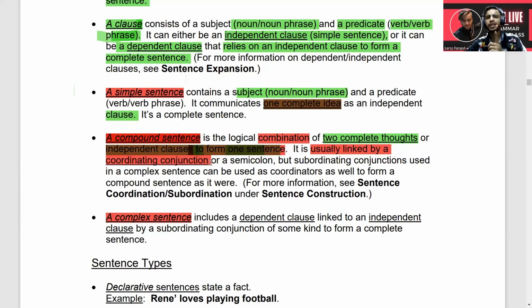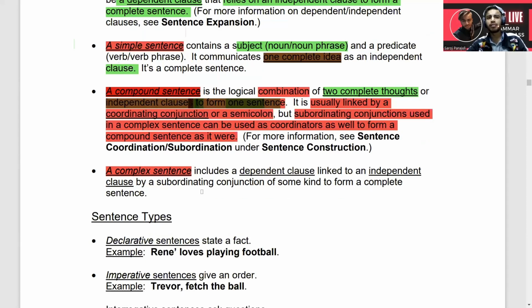Okay, what is a coordinating conjunction? We will understand it as well. Or a semicolon. But subordinating conjunctions used in a complex sentence can be used as coordinators as well to form a compound sentence, as it were. Now let's understand what complex sentences are as well. Complex sentences include a dependent clause linked to an independent clause.